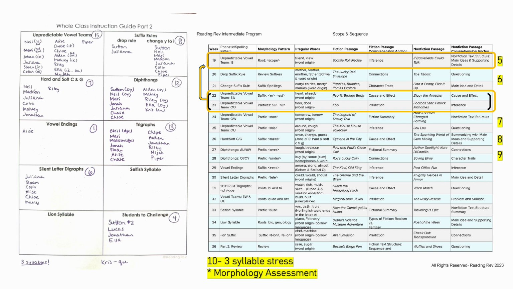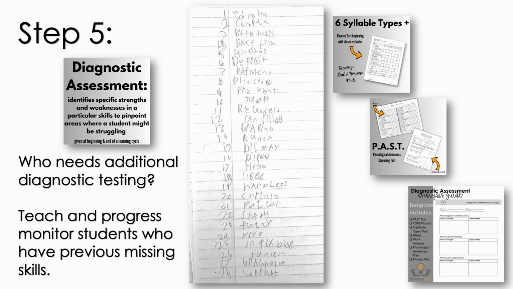So I'm going to make sure that I am still teaching morphology, and I'm going to probably give a morphology assessment so I know exactly what my students know and don't know if I need to go back and review some of those morphemes. And I'm also going to make sure that I'm teaching some of the advanced syllable patterns.